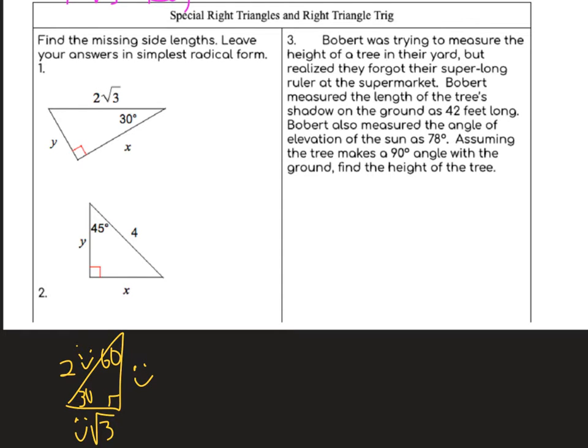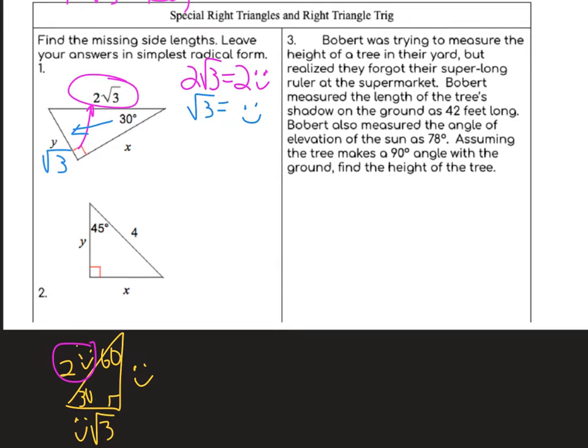So your first job is identify the piece you have. This piece here is opposite the right angle. Opposite the right angle is the 2 smiley. So that means 2 root 3 is equal to 2 smiley. And hopefully you can say, if 2 smiley is 2 root 3, that means 1 smiley is just root 3. So opposite the 30 is the square root of 3. And then the last piece is smiley root 3.